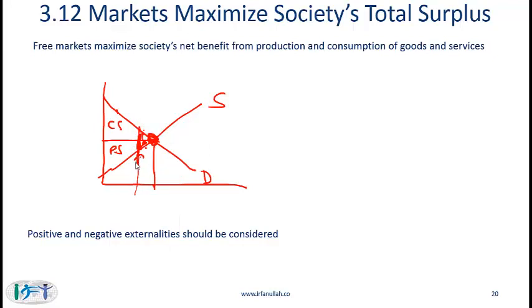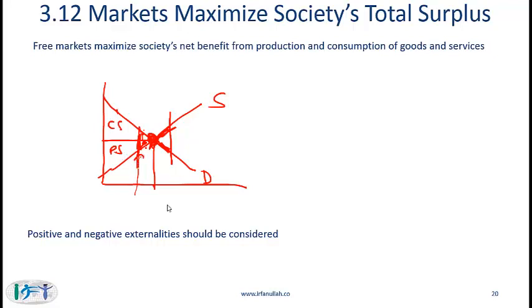If you move to the right, then you have a situation where the marginal cost, so the cost of producing an additional unit, is more than the benefit of consuming that additional unit. So here again, there is a loss to society. In our simplistic example, therefore, all you need to remember is that society's benefit or the total surplus is maximized at this point, which is where supply and demand intersect.